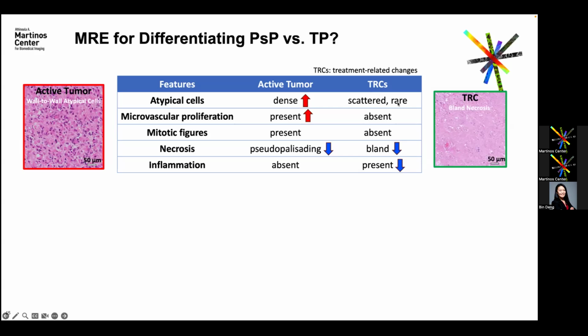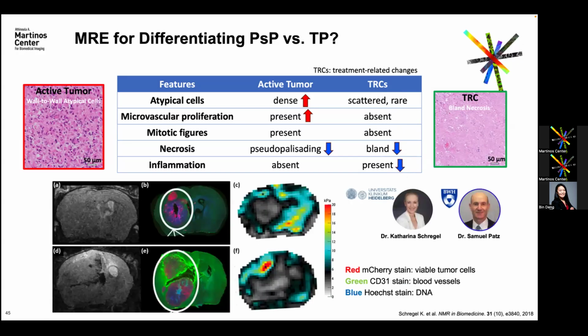However, treatment-related change is different. It doesn't have those densely packed cells, and the reaction to the radiation mostly causes cell death, necrosis, which is very bland and uniform, and the inflammation can also cause edema, and that causes the tissue stiffness to go down. And actually, Sam and a collaborator, Dr.